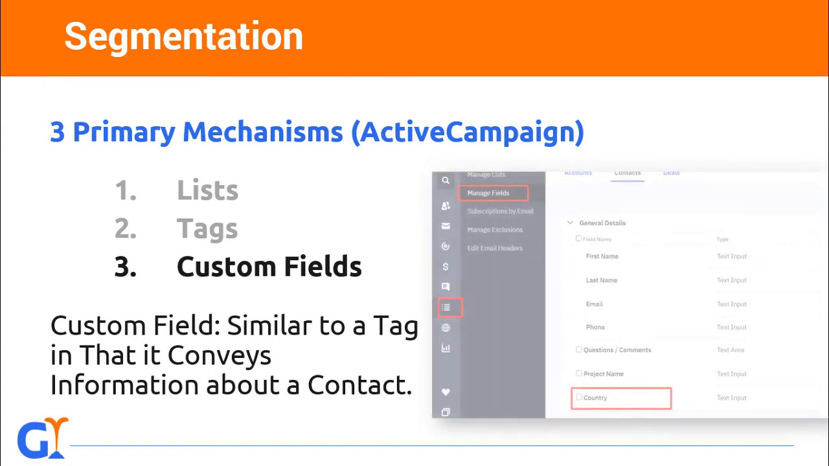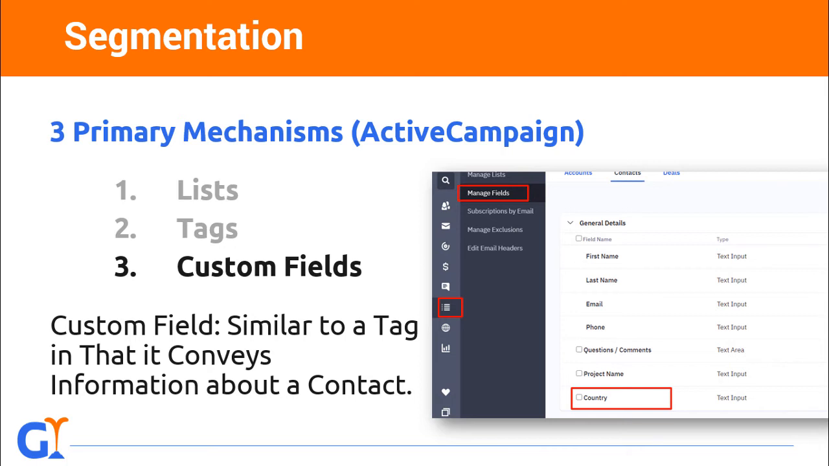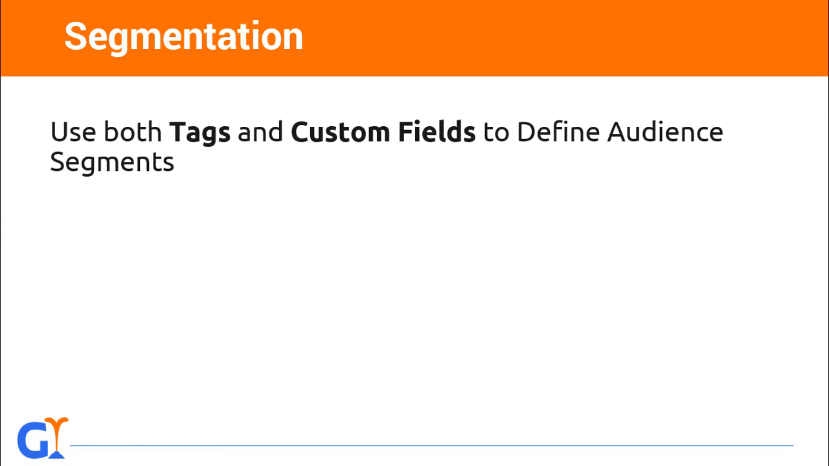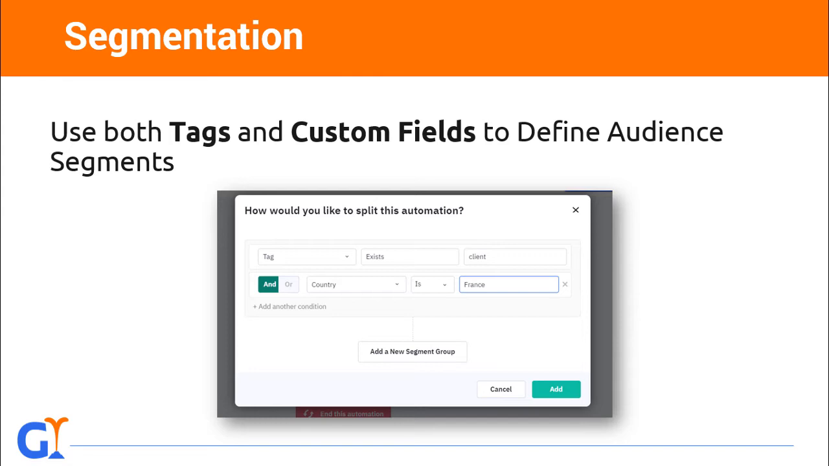For instance, you may create a custom drop-down field called country that a contact is required to fill out when they opt in. With these tags and custom fields, you can now segment your audience in a multitude of ways. For instance, if you want to send out an email only to contacts with a client tag whose country is France, you can email the contacts who meet both of those two criteria.